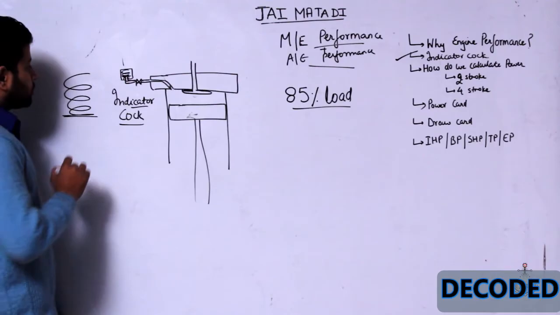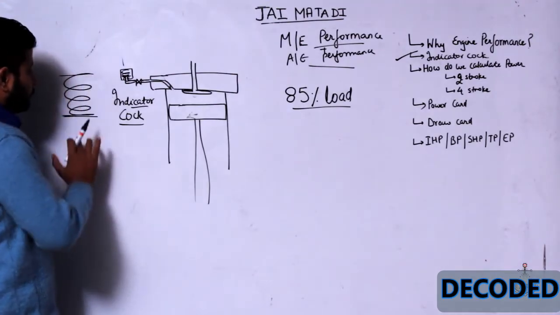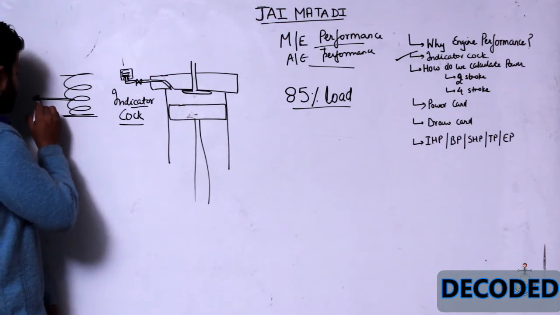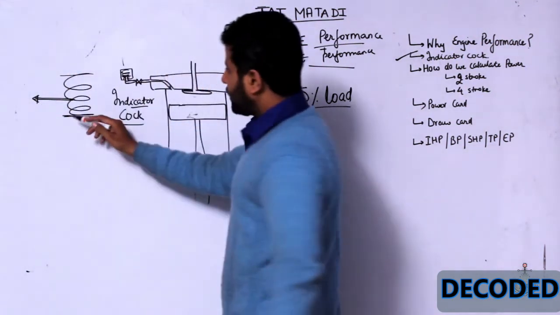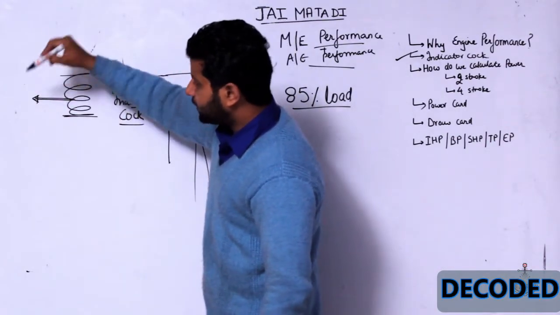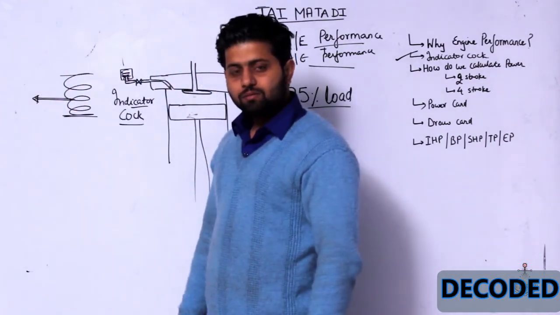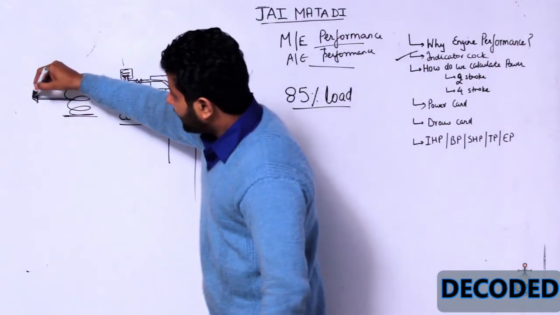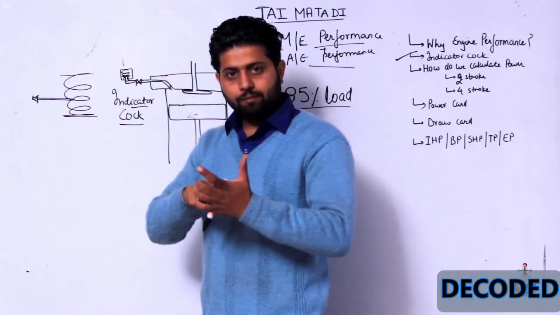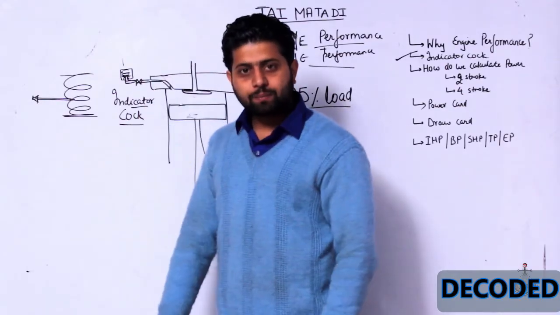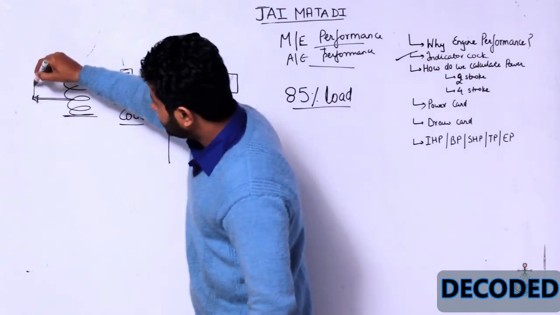right? So what will happen? This spring will move up and down, and if I connect a pointer with this spring, so when this spring moves up and down, this pointer will also move up and down, right guys? And if I connect a pencil over here with this pointer, so I can get how much up and down it is going on a piece of paper. Say I'll get lines like this.